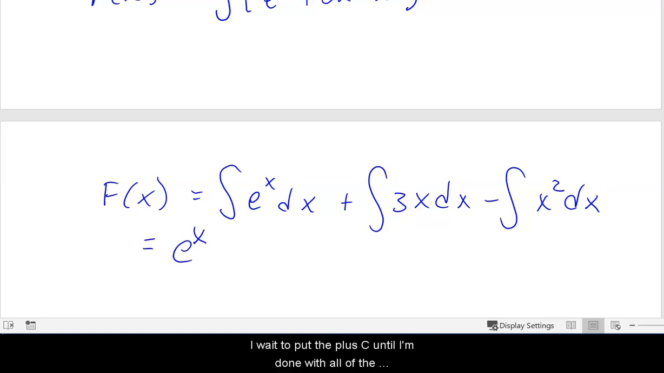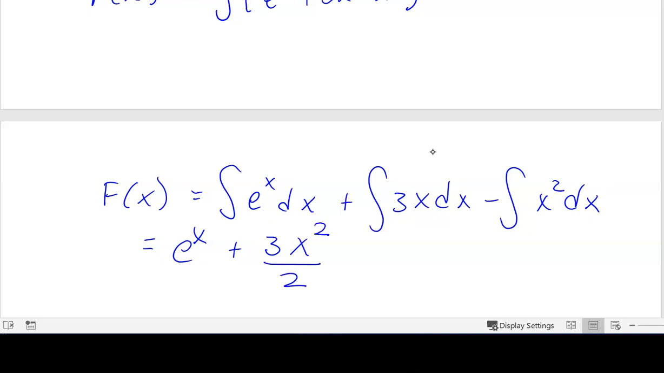I'll wait to put the plus c until I'm done with all of the integrals, then I'll ball them all together into 1 plus c. The antiderivative for 3x, since the power on x is 1, is to add 1 to the power on x, so I would come up with 3x to the 2 and divide by the new power, which is 2.